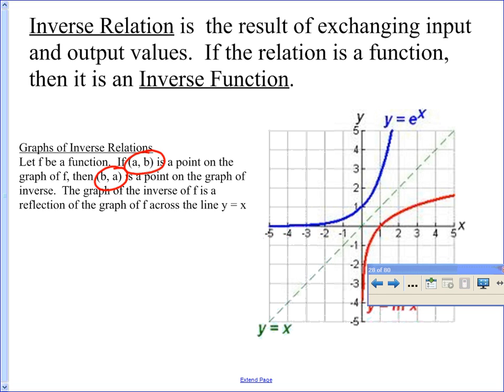So let's take, for example, this point right here. That's the point (0, 1). If you look on the other graph, we should have the point (1, 0) on that graph. And here it is right here. That is a reflection across the line y equals x. So every point is a reflection across the line y equals x, and those two are inverses of each other. And here's your line y equals x.